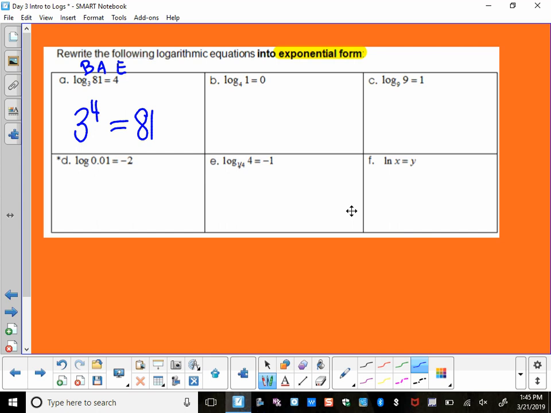All right, let's do letter B the same way. It basically says log base 4 of 1 equals 0. So my base is going to be what? 4. And what's my exponent? 0. And my answer? 1, because anything to the 0 power we should know is 1.